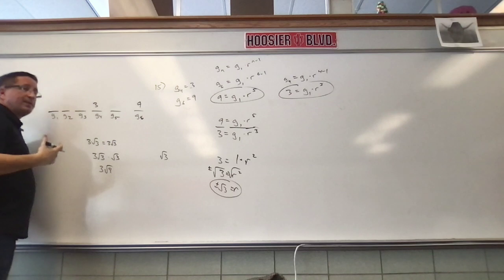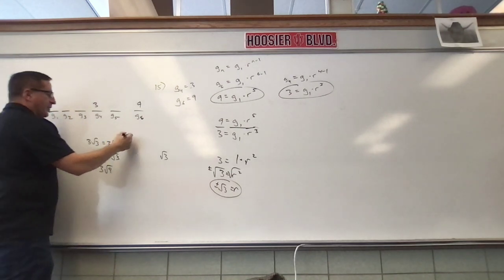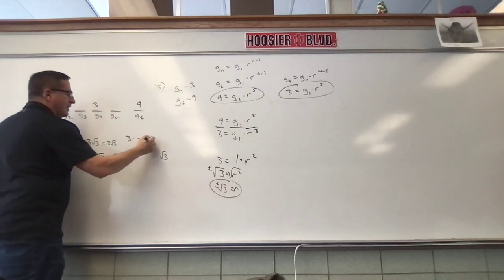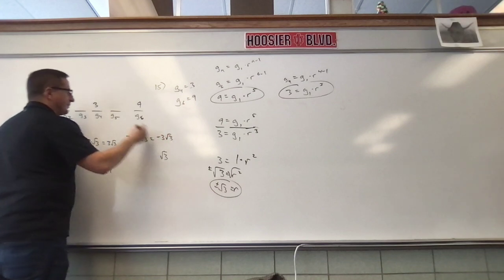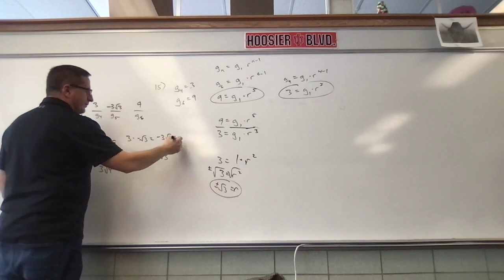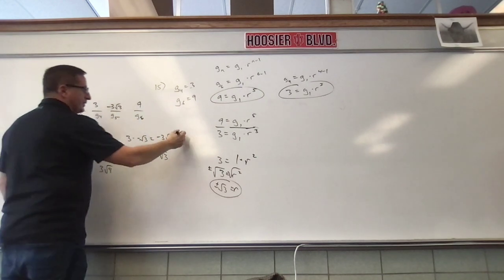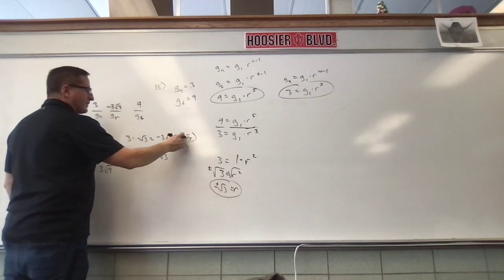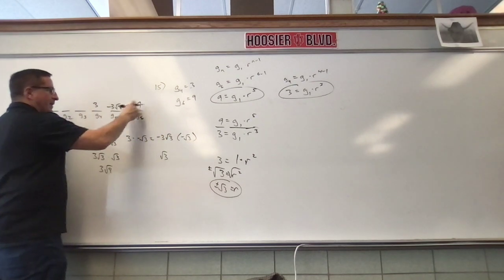And again, there's possibilities here, okay? If I times by negative radical 3, 3 times negative radical 3 is negative 3 radical 3. So negative 3 radical 3. To get the next term, I times by negative radical 3. A negative times a negative is a positive. We just did this. We're going to get positive 9.